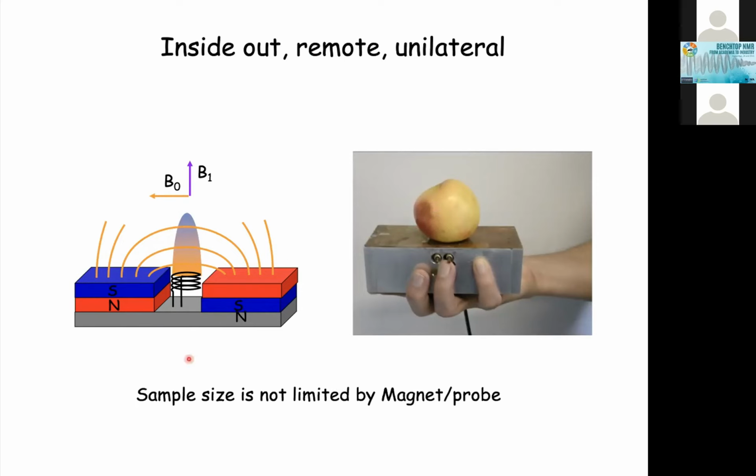But in this type of magnet, the size of the sample is not limited by the size of the magnet probe. With this magnet here, I can place it against the wall and measure, for example, the moisture in the wall, and I can place it on a tree. There is no limitation on the sample size. Even a cow, I can put it on the back of a cow, for example, to measure the fat content in this animal. And there are also some types of magnet that are very small, for example, the size of a dime or $1 coin, okay?